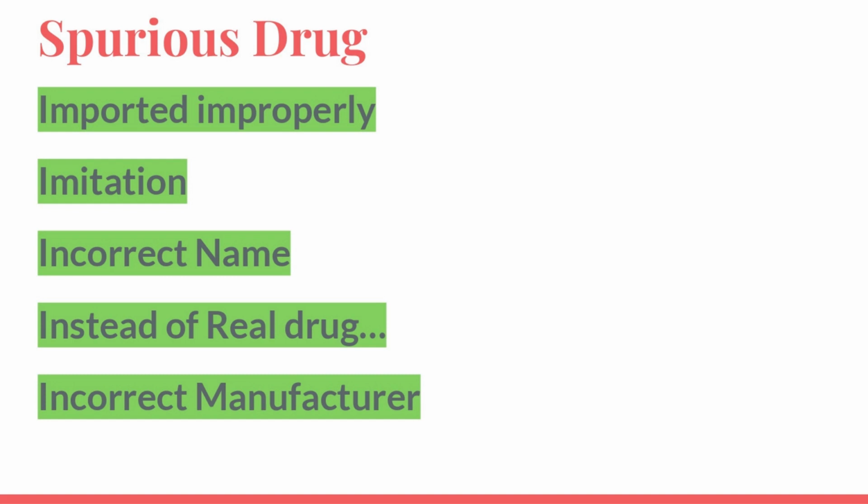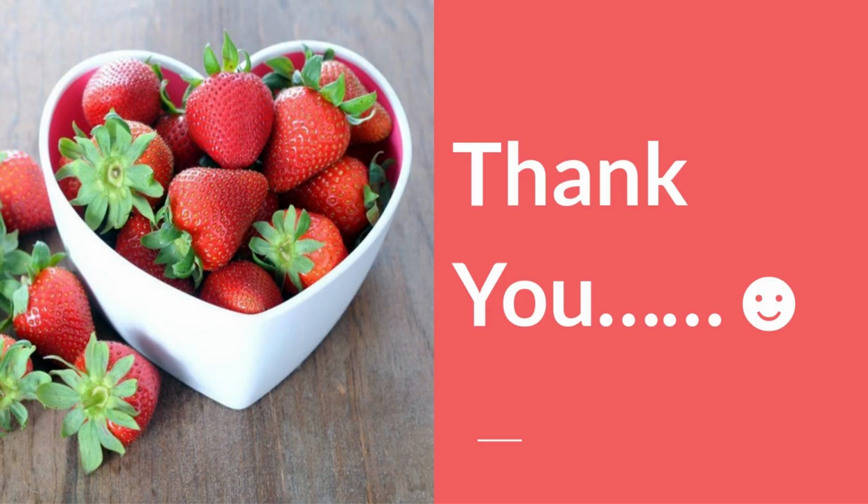If you use an incorrect manufacturer's name on your product, it will be a spurious drug, and remember the sub-inspector may arrest you. By this trick, you can remember the definitions of the term spurious drug. All words start with I, and the words are imported improperly, imitation, incorrect name, instead of the real drug, and incorrect manufacturer. Let's wind up the Topic Time.